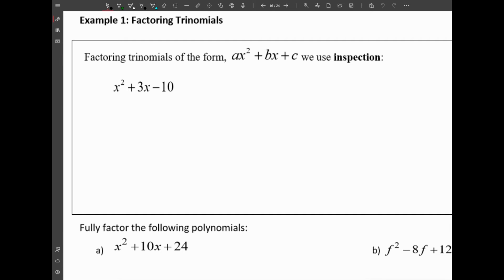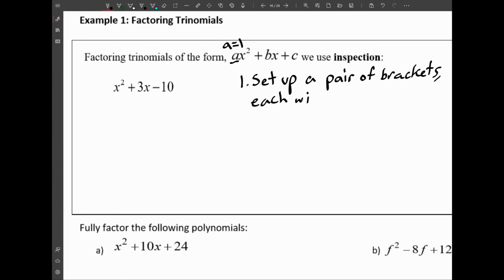So factoring trinomials of the form ax squared plus bx plus c, specifically when a equals 1, here are the steps. Step 1, set up a pair of brackets, each with an x. So this is for our inspection method. Something you're going to be able to do and just look at it and factor it in your head in like a second. So we start with that. We're going to say, okay, this is bracket, x, bracket, bracket, x, bracket. So that's our step 1.